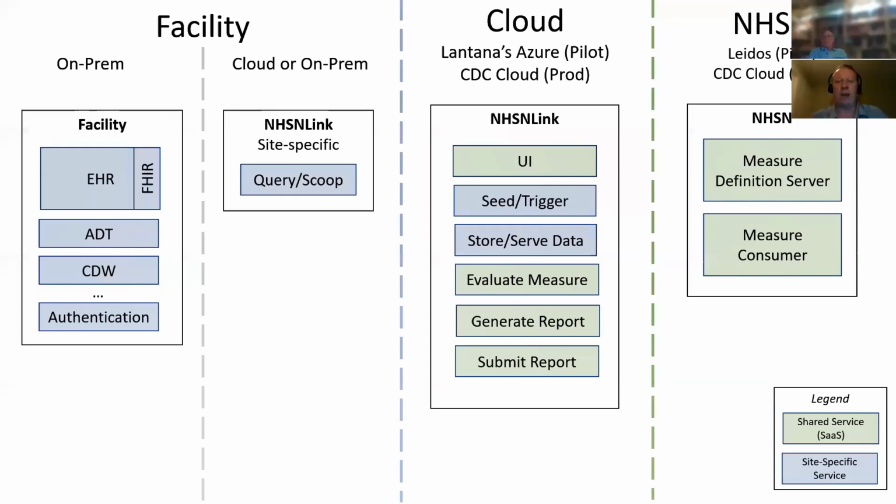At NHSN, there's a FHIR server that is there to receive the resulting reports. And there's also a measure definition server where on launch of the NHSNLink application, we go and we query for the latest measure definitions, value sets, and such. Next slide.